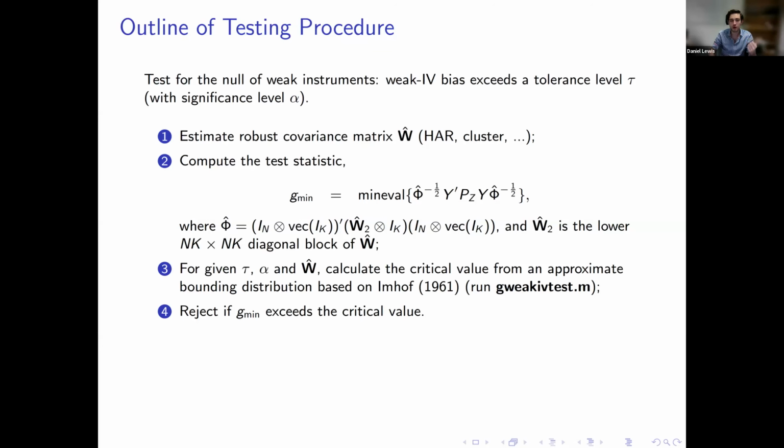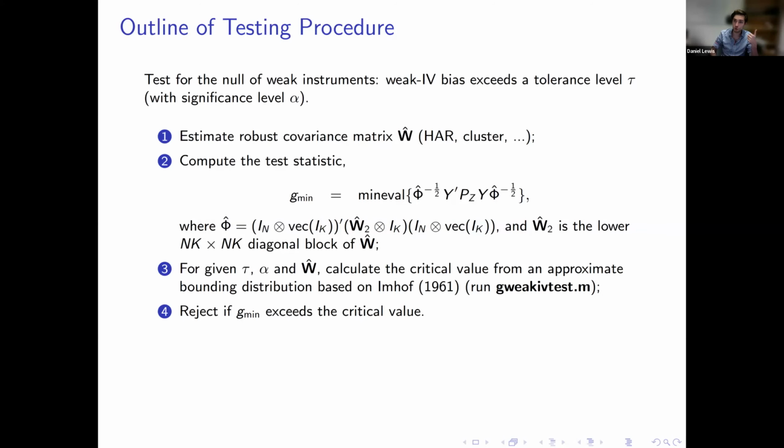Then the econometrician will compute a test statistic G-min, which is going to be equal to the minimum eigenvalue of a rescaled version of the denominator, so to speak, of the two-stage least squares estimator. You can also view this as a rescaled Cragg-Donald statistic, which is going to look very similar to the statistic in Stock-Yogo, except for this rescaling. We're going to come back to the particular structure of this rescaling matrix phi in a couple of slides. I'll tell you a little bit more about that special structure.